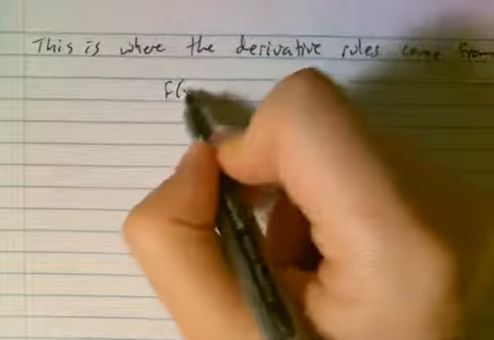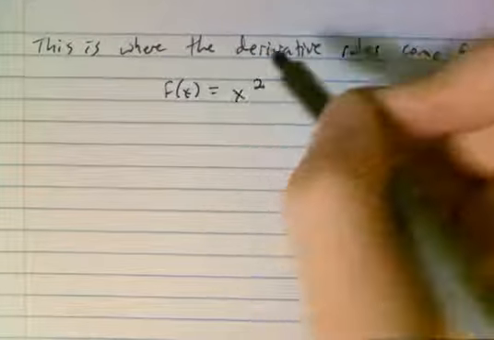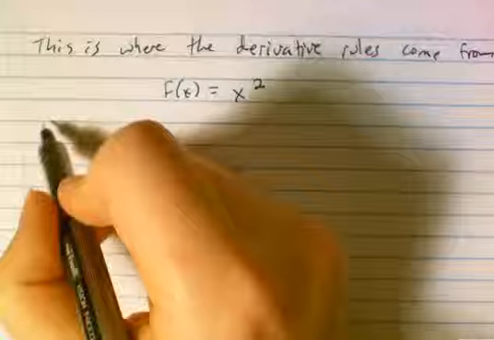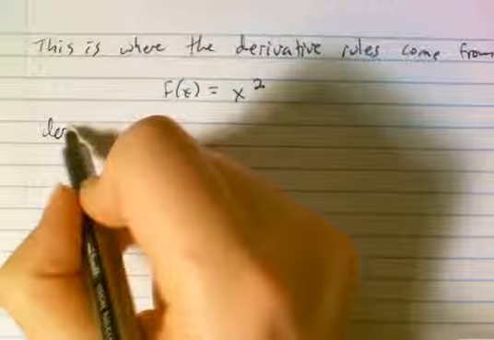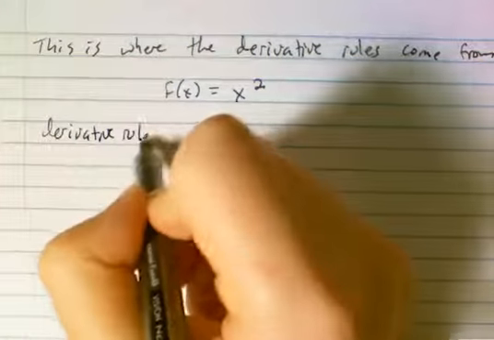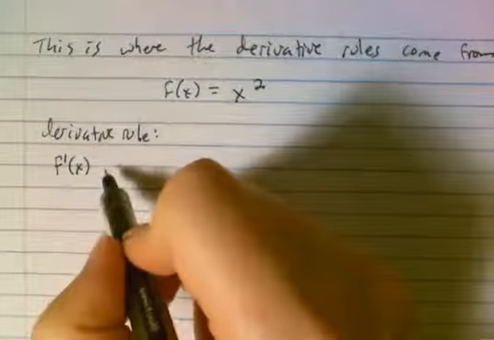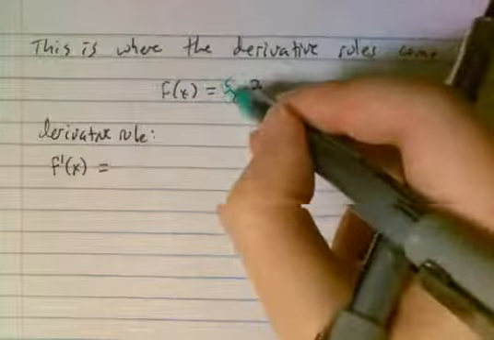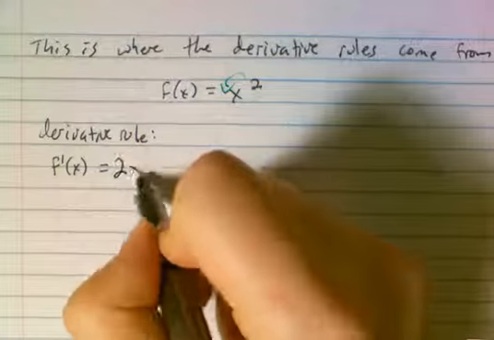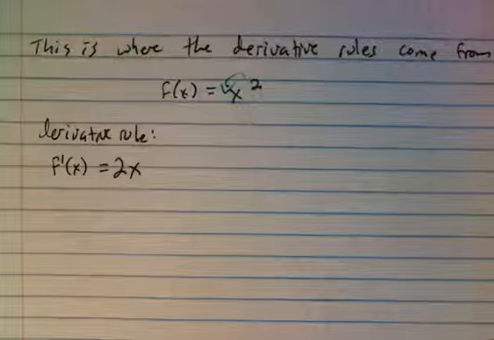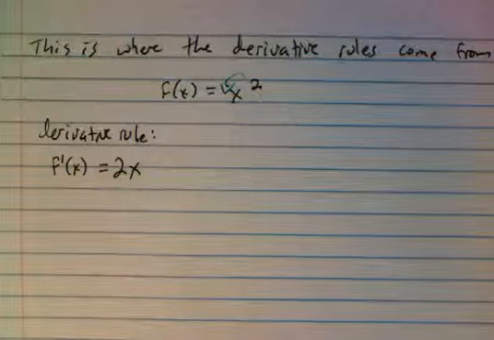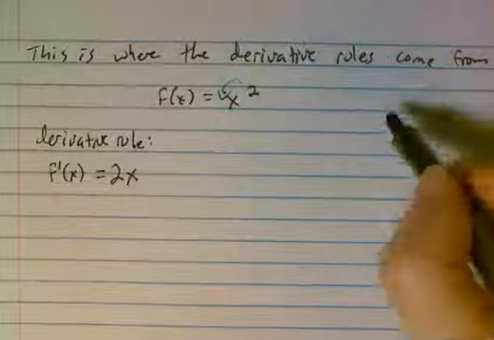Let's say we have f of x equals x squared. We know our rule: f prime of x, we just bring down the exponent. Right, like that. Here's the origin.